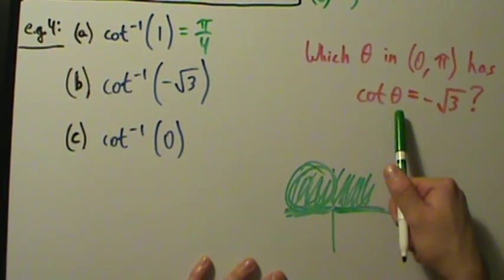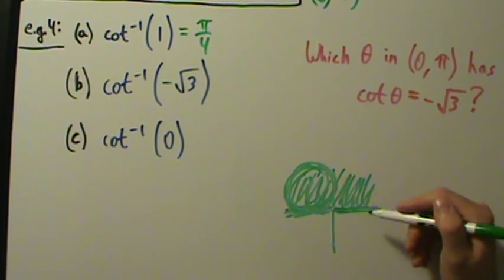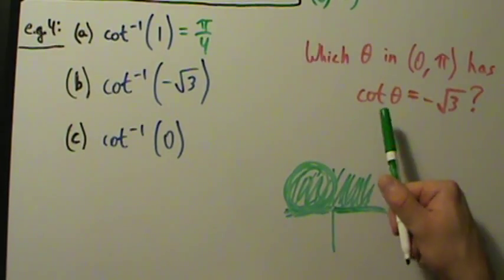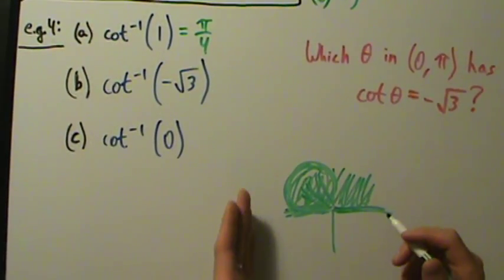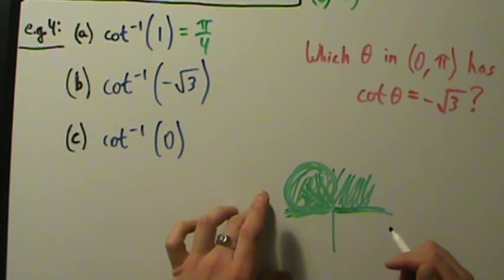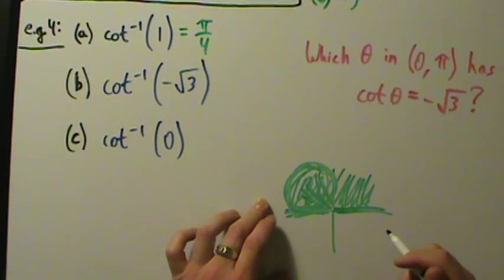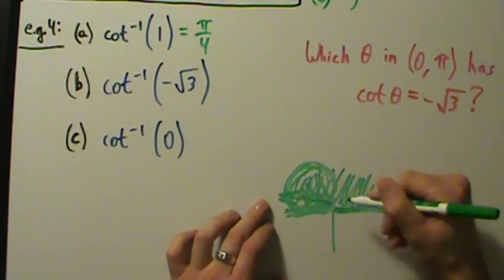That means cotangent of theta is a negative number, and cotangent we know is negative in the second quadrant. So whatever theta we get has to be somewhere in the second quadrant. Okay? So that's one clue to help us out. Then we can take a look at the unit circle and see, okay, cotangent of 5 pi over 6.